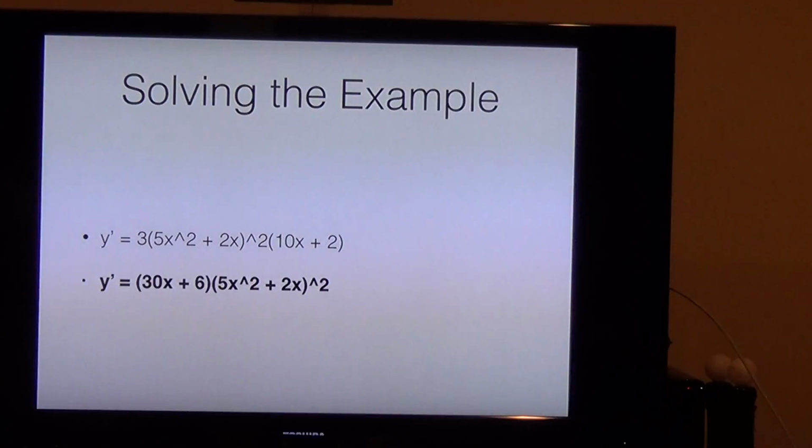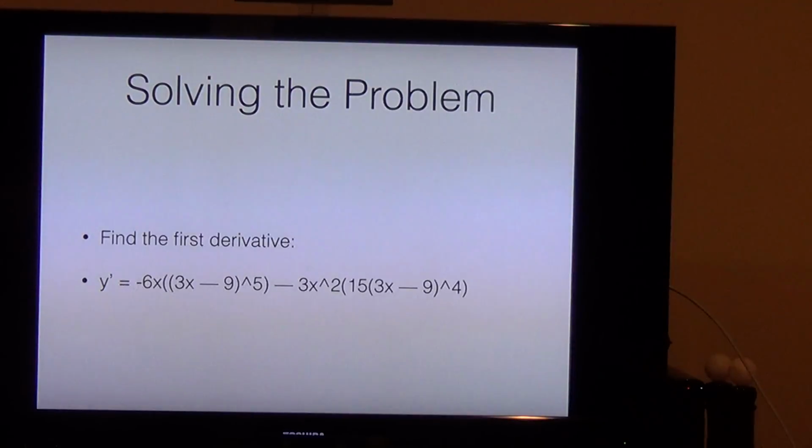Now that you know the fundamental concepts needed to solve our original problem, let's get going. Our first step to solve our problem, negative 3x squared times (3x minus 9) to the fifth power, requires both the product rule and the chain rule. So we must first find the first derivative of our function y, and it should look like this.